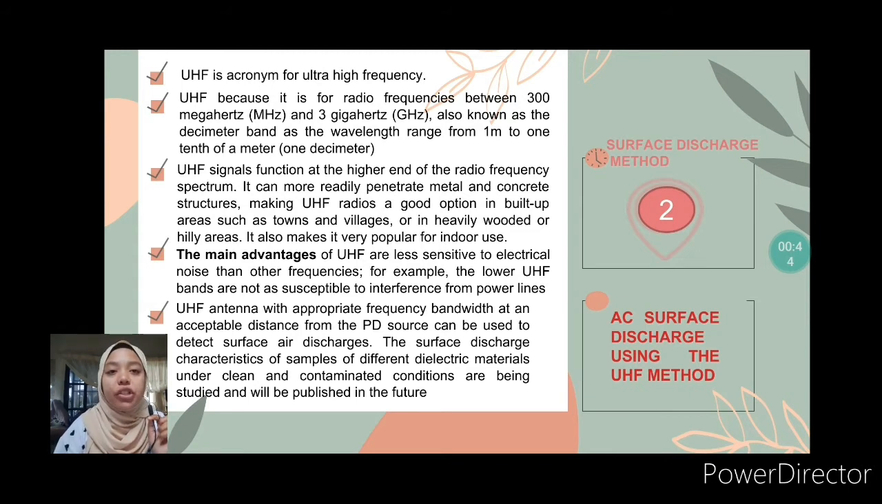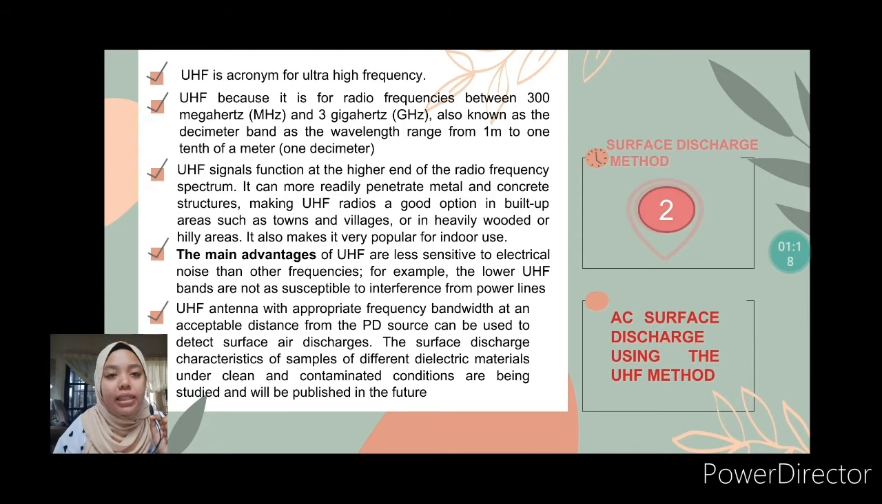UHF signals function at the higher end of the radio frequency spectrum. They can more readily penetrate metal and concrete structures, making UHF radios a good option in built-up areas such as towns and villages, or in heavily wooded or hilly areas. It also makes them very popular for indoor use.